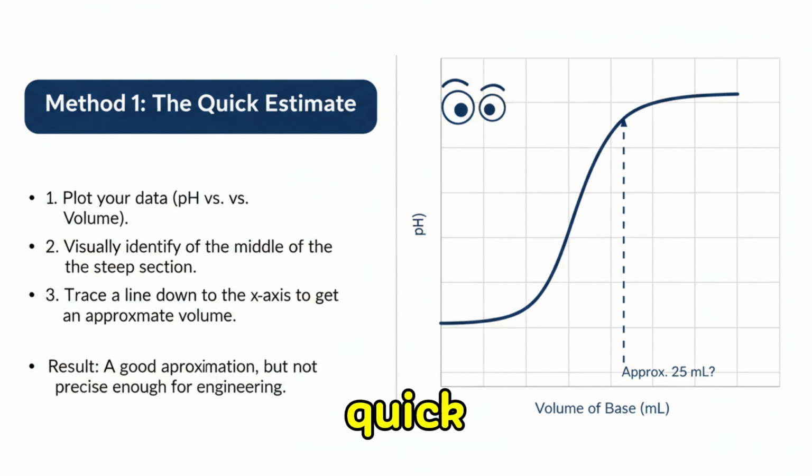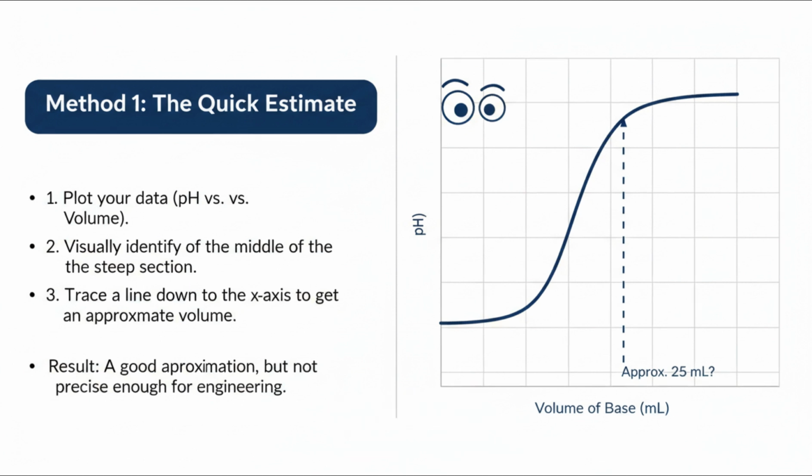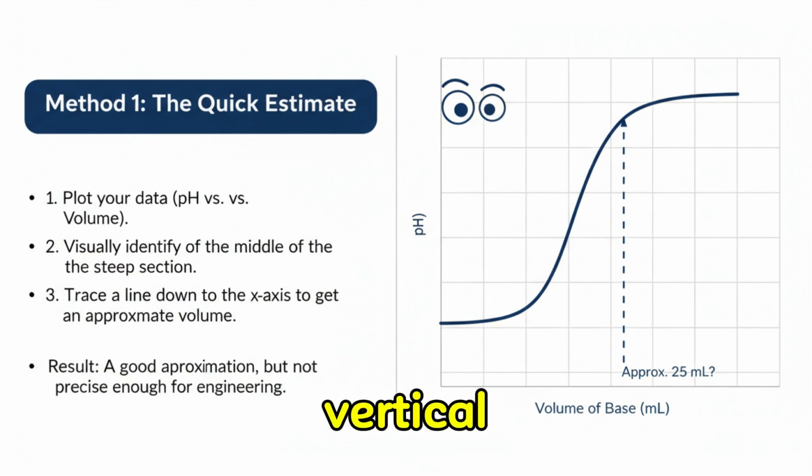First, you can do a quick visual check. You plot pH on the y-axis and volume on the x-axis. You'll get your S-shaped curve. Then, you just eyeball it. Find the middle of the steepest vertical section and trace it down to the x-axis. Let's say it looks like it's around 25 milliliters.